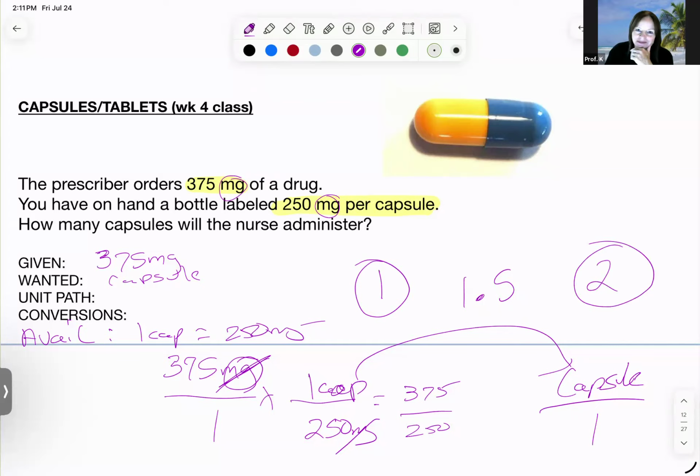1.5 is right in the middle, right? But what's that rounding rule? 5 and up, I round up. The 2. So I'm going to give 2 capsules.